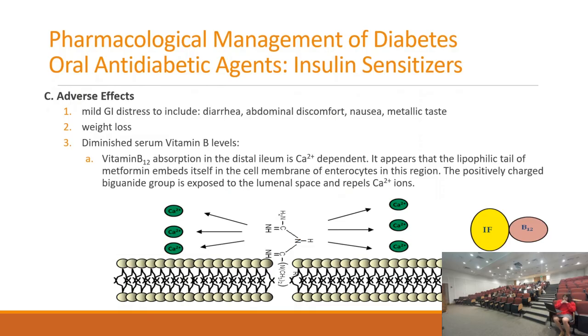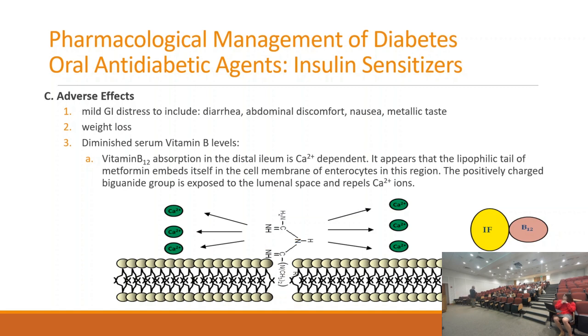And what we think is happening with metformin, as you take it and it finds its way into the distal ileum of the small intestine, is that the lipophilic tail that I showed you at the beginning will actually embed itself into the cell membranes of the enterocytes that line the small intestine. Okay? And the biguanide group has a positive charge associated with it. So what it does is it repels calcium ions. And so there's not enough calcium present in those regions of the distal ileum where vitamin B12 gets absorbed, and so we get a reduction in the absorption of vitamin B12 and a reduction in serum levels.